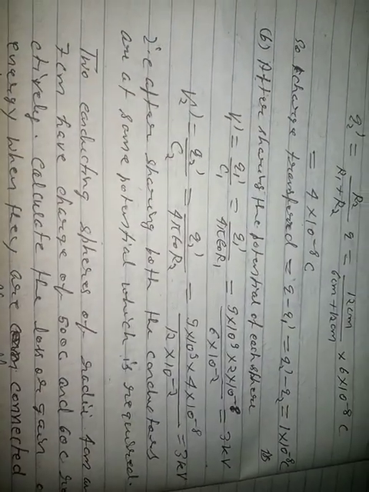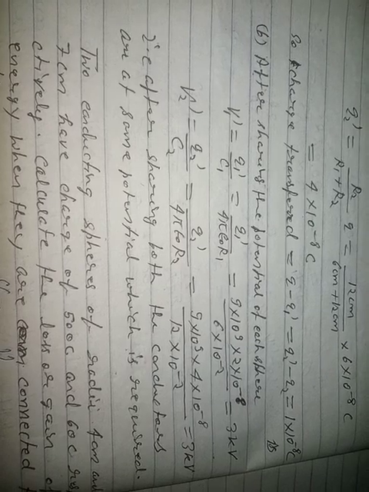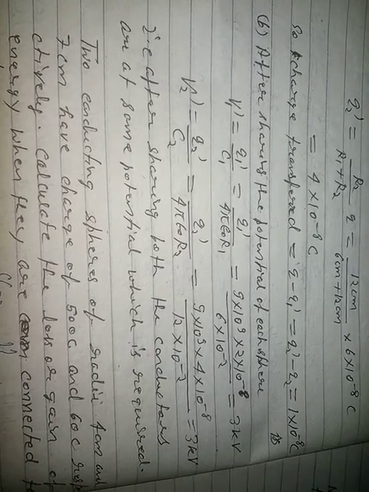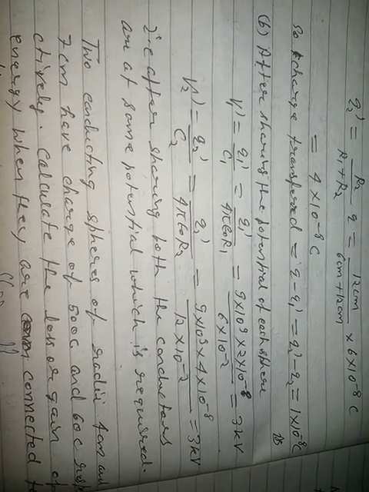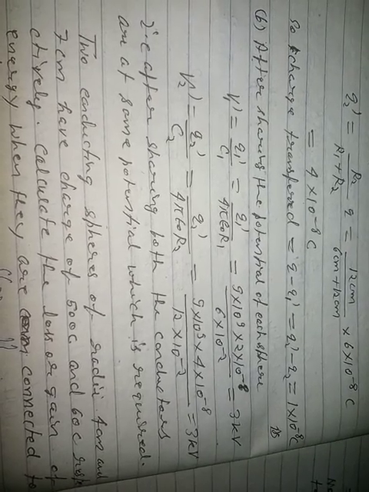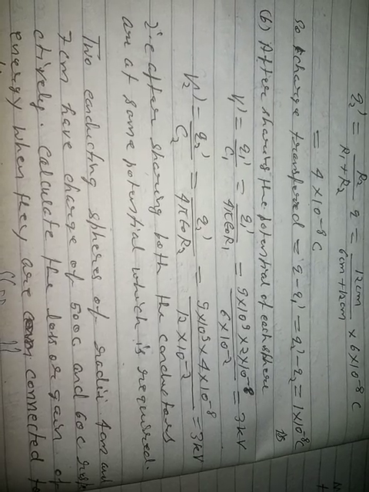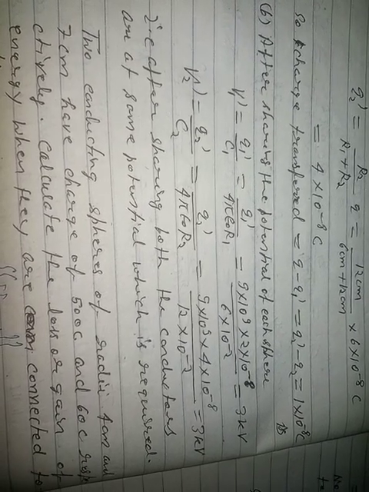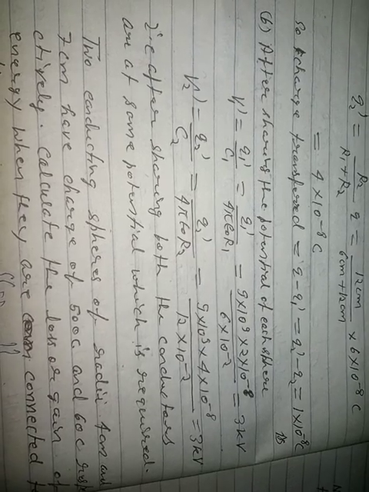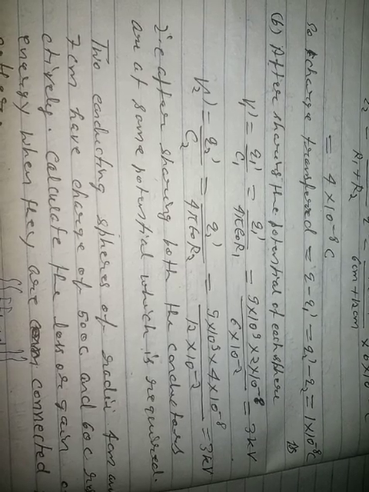B. After sharing, the potential of each sphere, v1 dash equals q1 dash by C1, equals q1 dash by 4 pi epsilon naught r1. Putting in the values we get 3 kilovolt. Similarly, v2 dash equals q2 dash by C2, equals q2 dash by 4 pi epsilon naught r2. Using the respective values we get 3 kilovolt. That is, after sharing, both conductors are at the same potential, which is required.